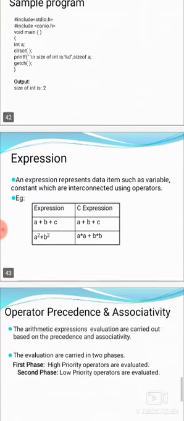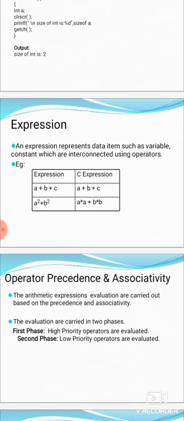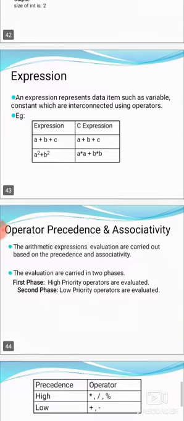Expressions. An expression represents data items such as variables and constants which are interconnected using operators. This is an example given for an expression. Normal expression: A squared plus B squared. In C, the expression is the same thing, and A squared plus B squared can be expressed as A star A plus B star B.